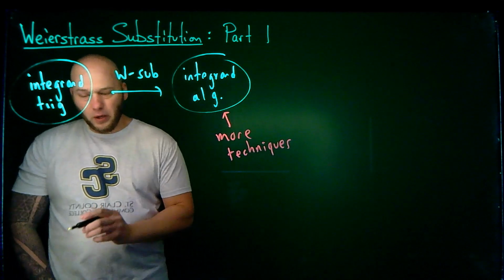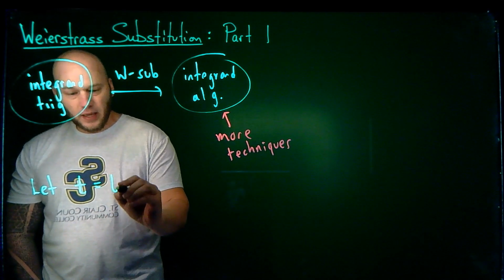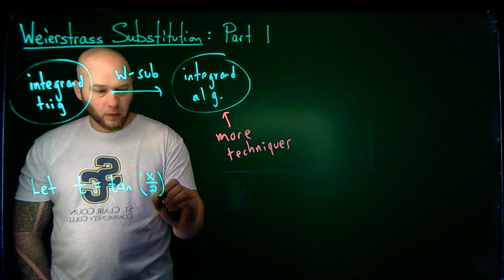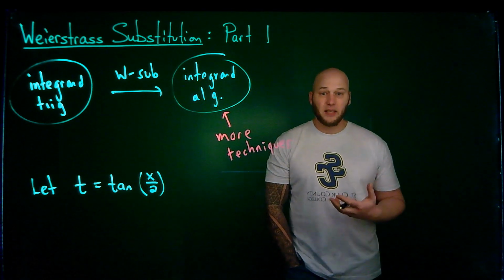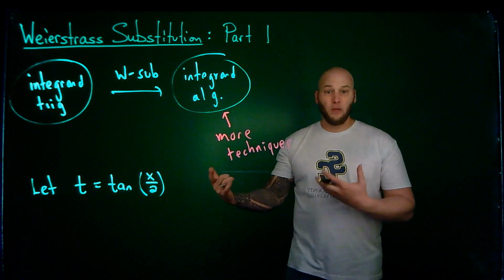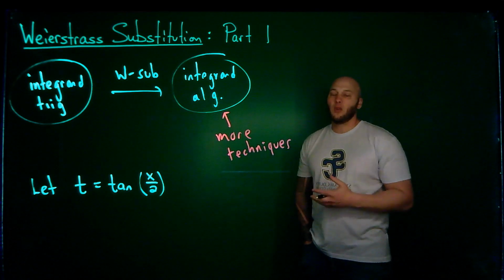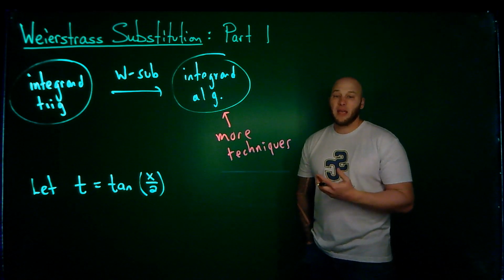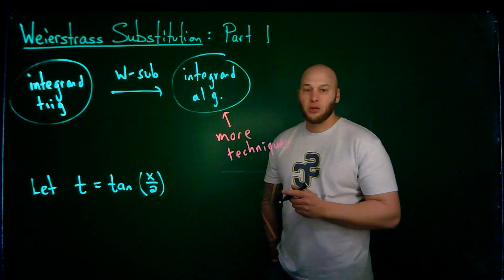Here's the starting point: I'm going to let t equal the tangent of x over 2. If my original integral with trig functions has the variable x in it, I'm going to make this substitution. T, which is my new variable, is going to be the tangent of x over 2. Sometimes, if you look in other textbooks or other YouTube channels, they might call this the tangent half angle substitution. I'm going to refer to it as the Weierstrass substitution.